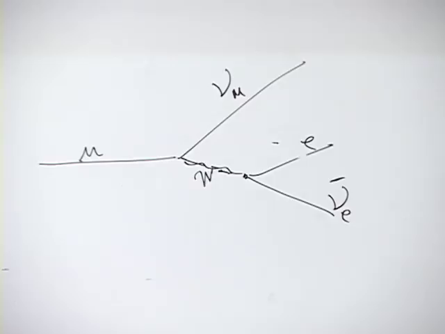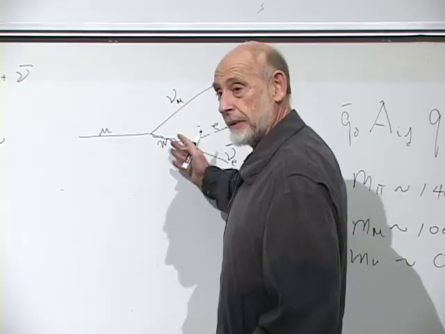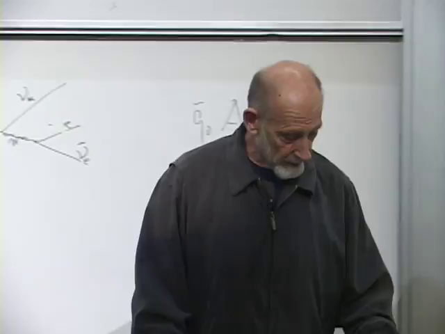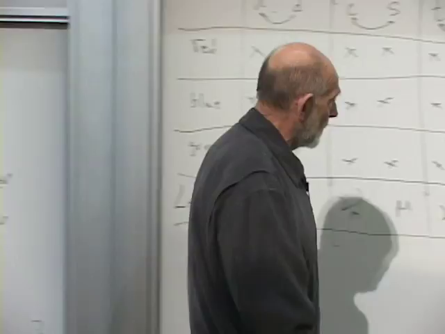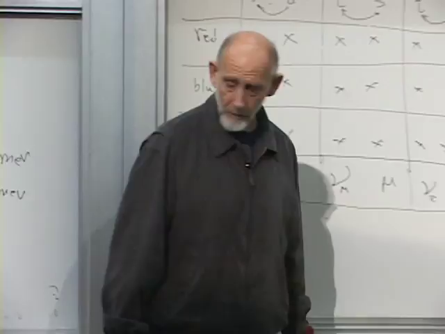But the reason the muon is unstable and not the electron is just that the muon happens to be heavy enough to be able to decay to the electron. The electron is not heavy enough to decay to the muon. So in a sense, it's an accident of the masses. The same is true of the tau, incidentally. The tau can also decay to other leptons. But all right, that's the mu decay.